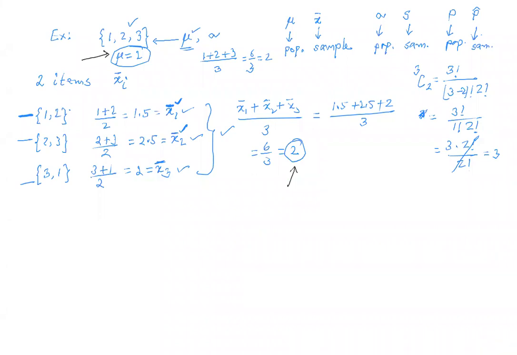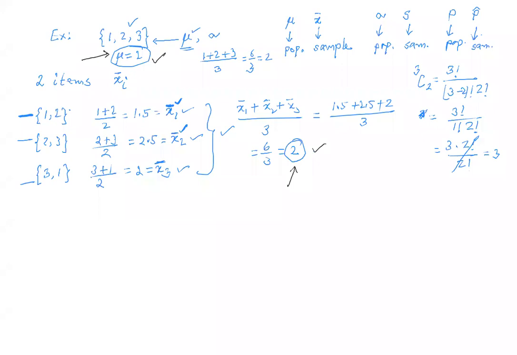Now, is it a coincidence that it happened for this particular case, or is it more of a general trend? As it turns out, it is not a coincidence. It didn't happen by chance or by luck. It is actually the case. So the mean of the population is actually the same as the average of the averages, which is the mean of the sampling distribution. That's exactly what we see here.